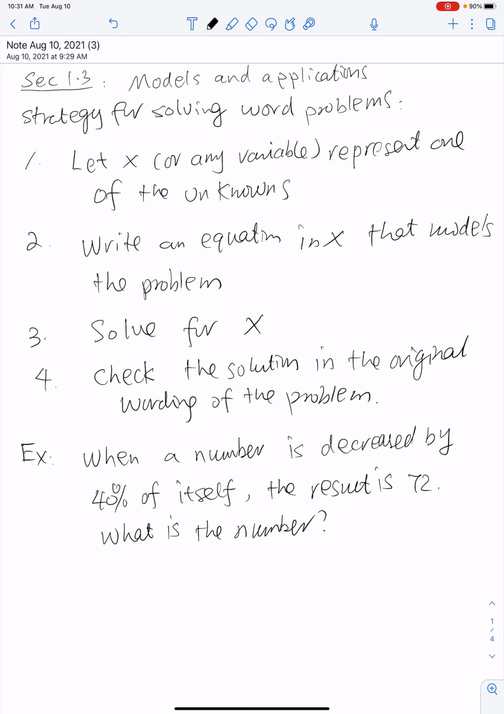The first one is: let x represent one of the unknowns, or any other variable that you like. You do not need to use x. The next step is very important. You have to write an equation in x that models the problem, because if you want to find the unknown, you have to set up an equation. You have to have the equal sign, and then you solve for x.